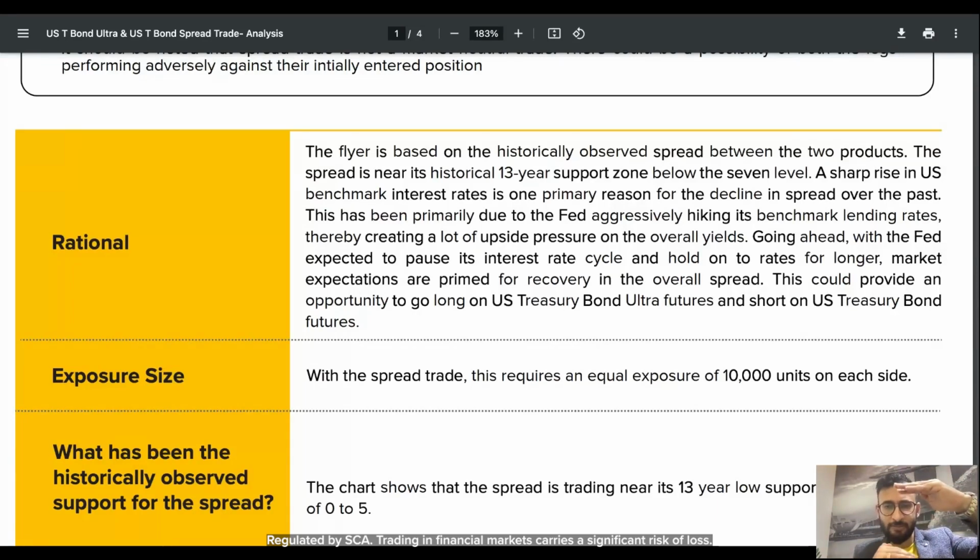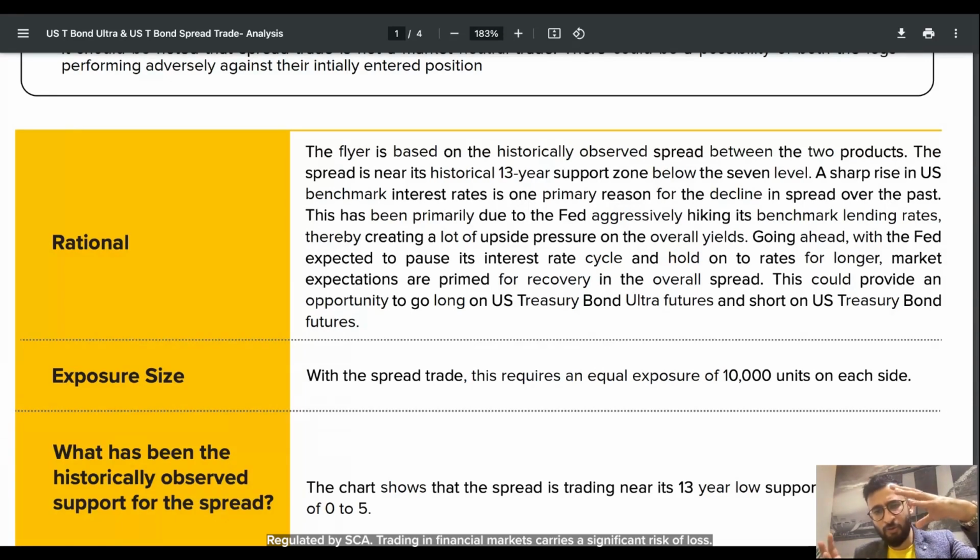And the difference between these bond yields, again, I'm available for a detailed explanation on how bond yields actually work and what they are. So as I said, this is just for information purposes, and do not execute any strategy without talking to your risk experts. So the idea for this particular strategy is that because the Fed has been aggressively increasing the interest rates, the bond yields have gone up, and now when the Fed has decided to hold on to the rates for longer, market expectations are primed for recovery in the overall difference.